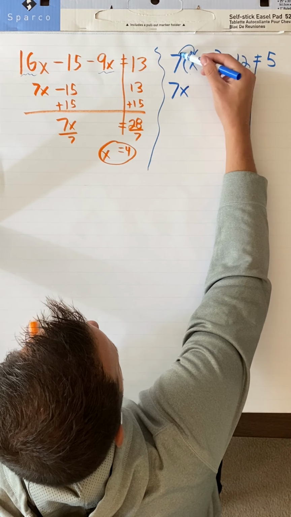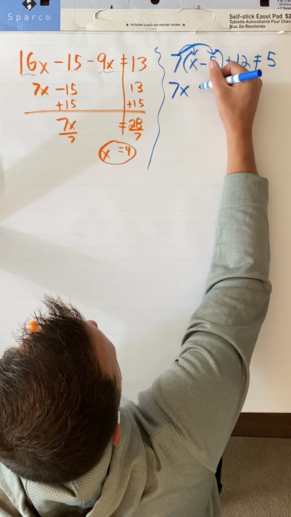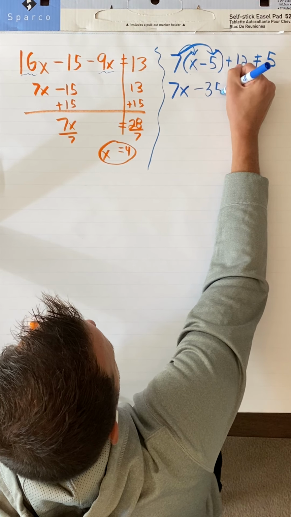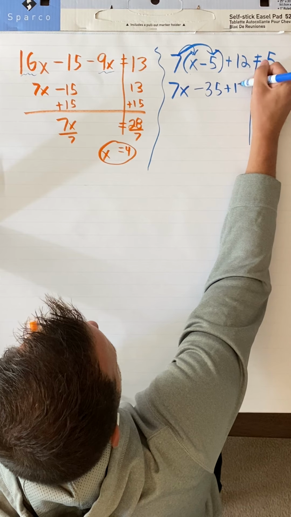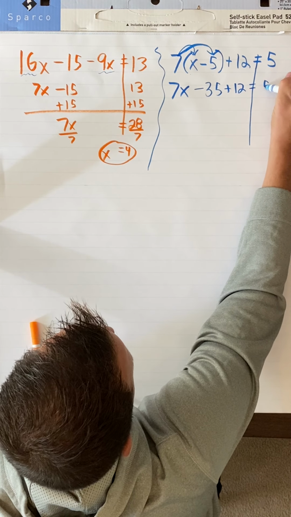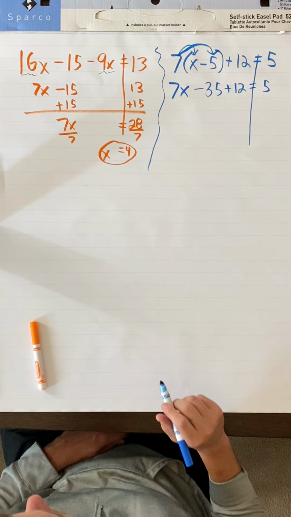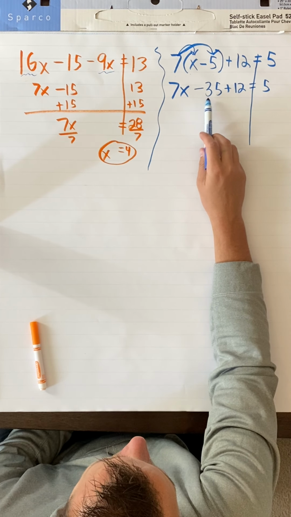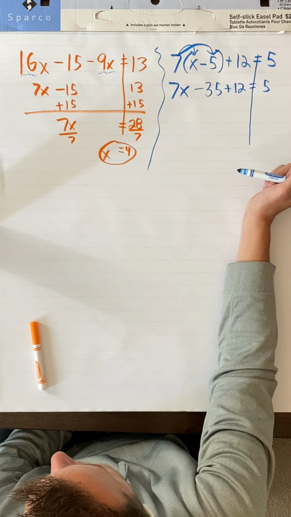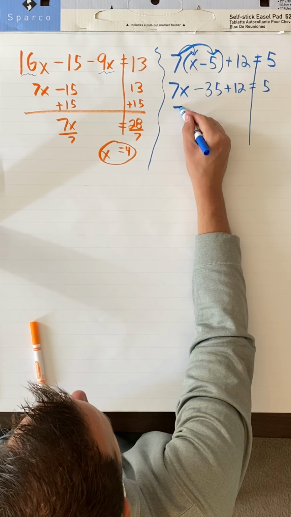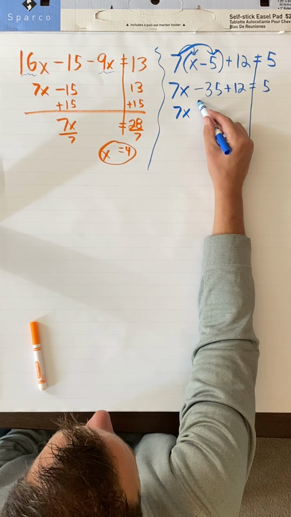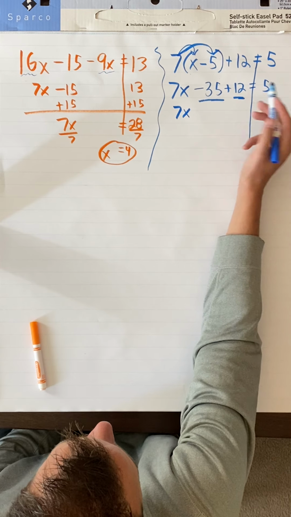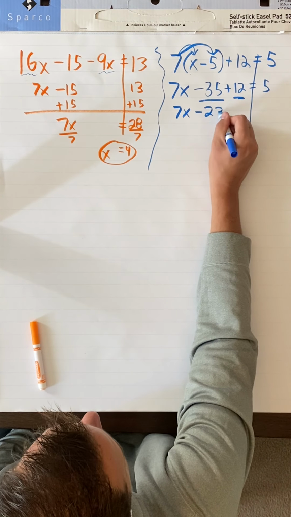Remember, this is negative 5. 7 times negative 5 is negative 35. We bring down the plus 12. We bring down the equals 5. We still have like terms here, negative 35 and positive 12. So we're going to combine the negative 35 and the positive 12. That equals negative 23.